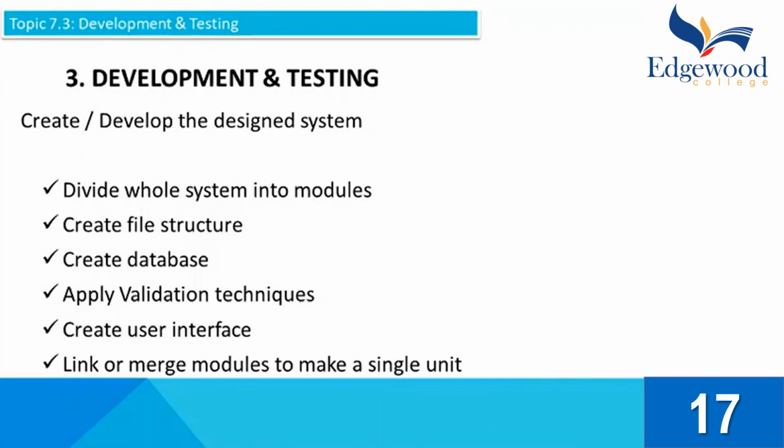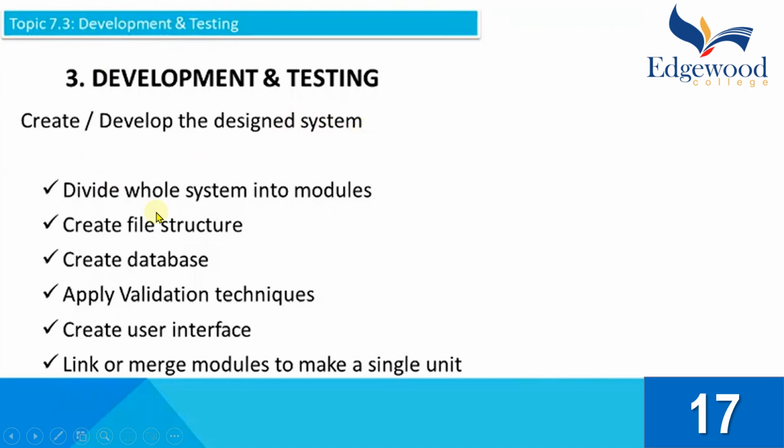For development and testing, we are going to create and develop the design system. Now, in the design stage, we put all those things in place. What are the things that are needed in the design stage? Once all those things have been put in place, the next phase is to go ahead and develop the system. Once that system has been developed, there is going to be some testing to ensure that the system is actually working to the expectation, to the standard that is required. So we have development and testing, and we'll create and develop the design system.